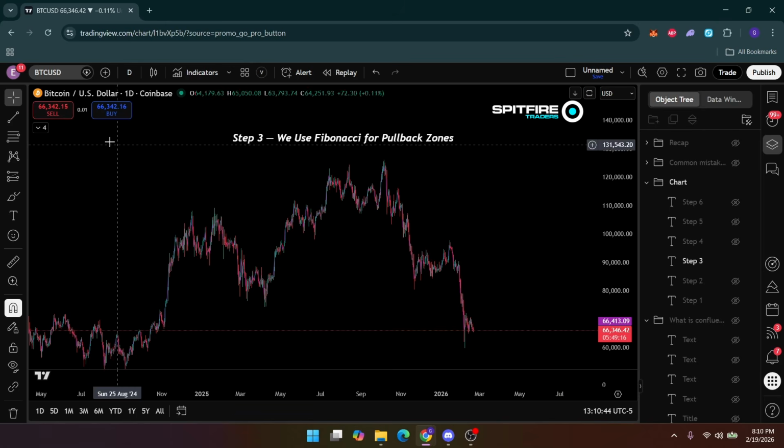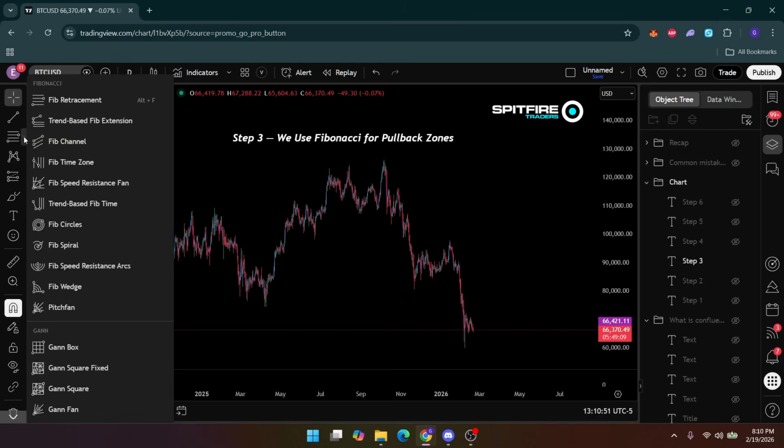The Fibonacci tool, you'll find it on the left side of the TradingView panel, here under the second option. If you click on the right arrow, you'll find it at the top of the list. The second one, trend-based Fib extension, is also a very useful Fibonacci tool, but about this one we'll learn in a future video. For now, we'll use Fib retracement.